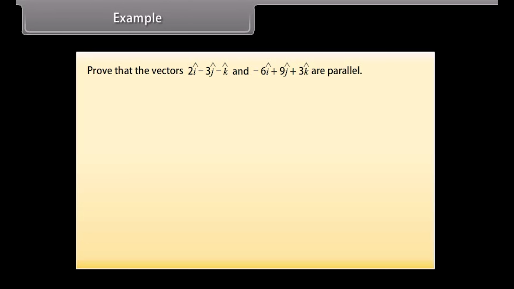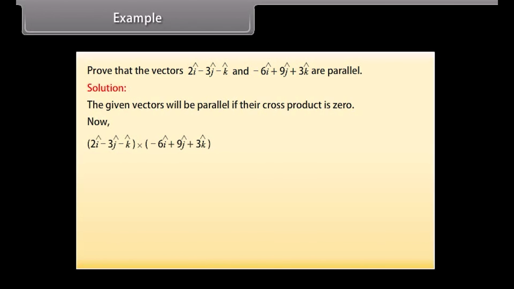Example. Prove that the vectors 2i cap minus 3j cap minus k cap and minus 6i cap plus 9j cap plus 3k cap are parallel. Solution. The given vectors will be parallel if the cross product is 0.